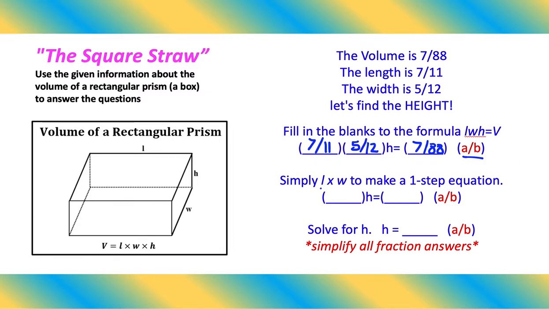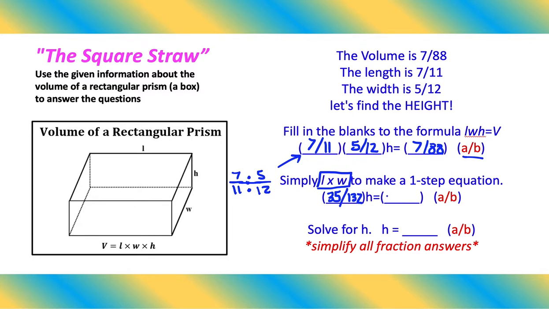Now we need to simplify the length times the width to make a one-step equation. So we need to simplify this part of it. So we need to multiply 7/11 times 5/12. Remember, when you multiply fractions, you connect and then multiply straight across. 7 times 5 is 35. You're going to have more room than I made for myself in Schoology. And then 11 times 12 is 132. There we go. All right. So numerator over denominator, we're good to go.